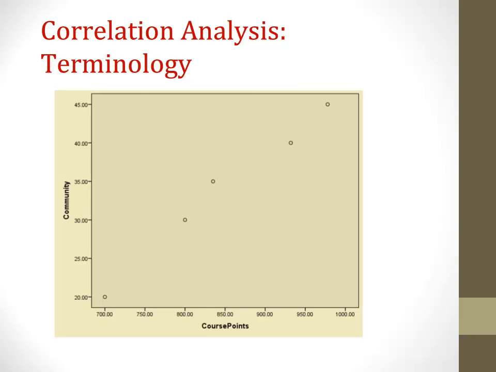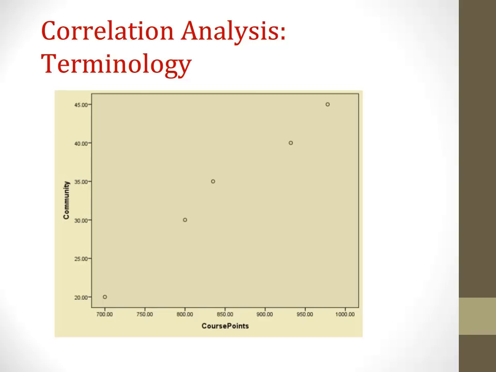Remember, in terms of direction, if the line around which the points tend to cluster runs from lower left to upper right, then the relationship between the two variables is positive. If the line around which the points tend to cluster runs from the upper left to the lower right, then the relationship between the two variables is negative.